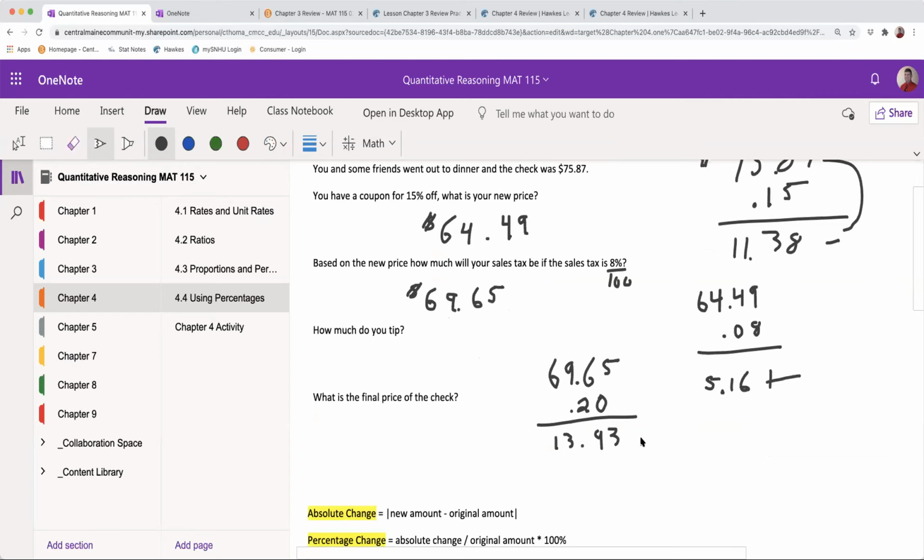And again, finally, I add these together. So how much do you tip? 20%. That's what I did here. And then it gives me a tip price of that. So you add these together, and it's $83.58.